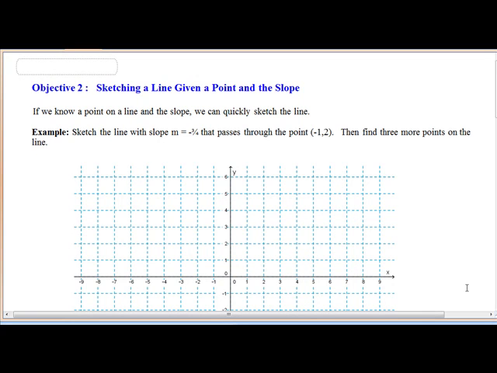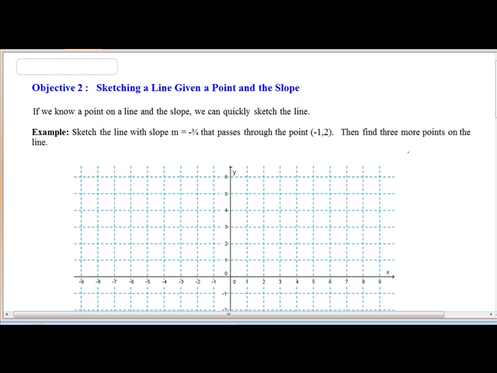In this video, I'll show you how to graph a line given a point and a slope. To graph a line, you need a slope and a point. That's all you need. So let's look at this example. We're given a slope equal to minus 3/4 passing through the point minus 1, 2.